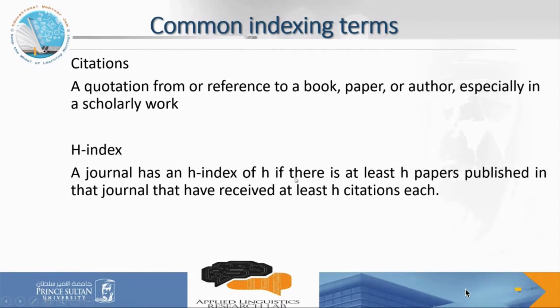A journal has an h-index of h if there are at least h papers published in that journal that have received at least h citations. So as you can see, it relates how many papers were published to how many citations they got. Because if you have a journal that publishes so many papers but gets very few citations, then there's a question mark about its quality.